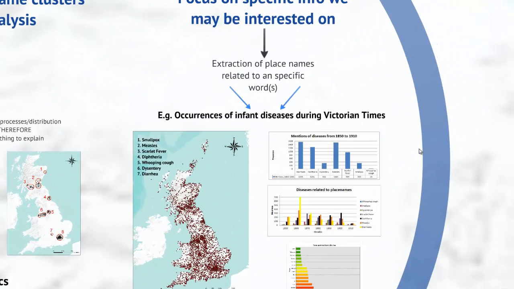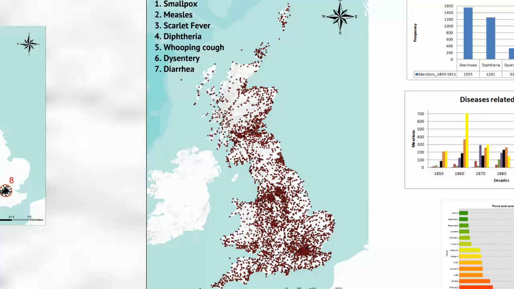Right, so the second approach that we wanted to explore, looking at solving the question that we explained before, is precisely to focus on more specific information that we may be interested in. And this is the particular case of the extraction of place names that are related to a specific word. In our case, we wanted to look at occurrences of infant diseases during Victorian times and their death rates. So we created a very simple map of 7 diseases, or the most important infant diseases during Victorian times.